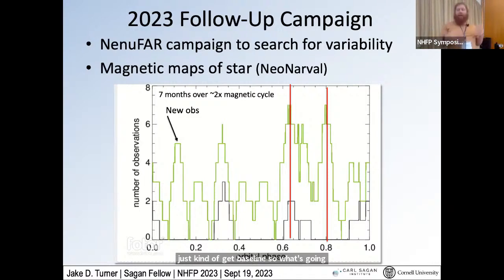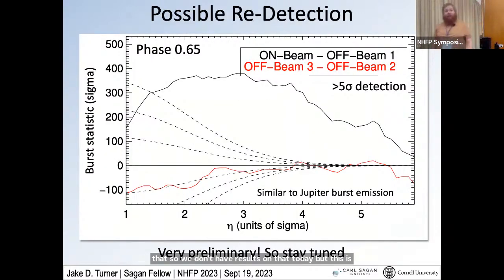We also get simultaneous magnetic maps of the star from some of our colleagues. They're still working on that, so we don't have results of that today. But this is fresh off the computer, so to speak. I did this about a week ago, and we possibly have a redetection. So this is quite exciting. It's exactly the same phase we saw before, phase 0.65, and it's in the bursting emission, again looking exactly like Jupiter. This is way more than a 5 sigma detection, which is quite exciting. But there are a lot of systematics in the telescope that we don't quite understand. So I'm not quite saying this is a detection just yet, but it definitely is something interesting to look forward to. And then in the future, we want to go to the Moon.